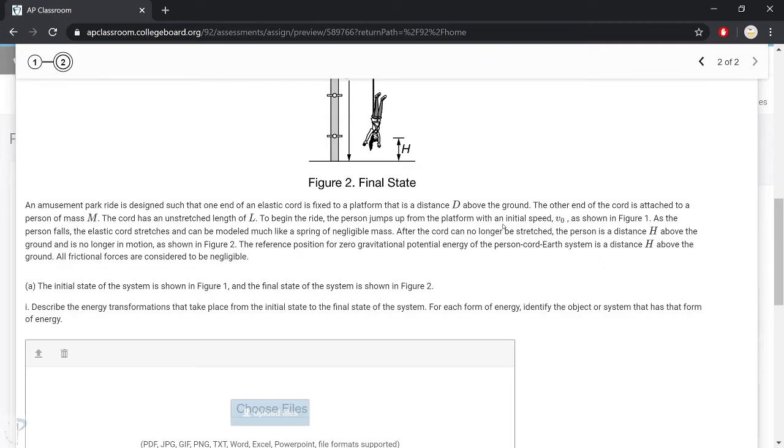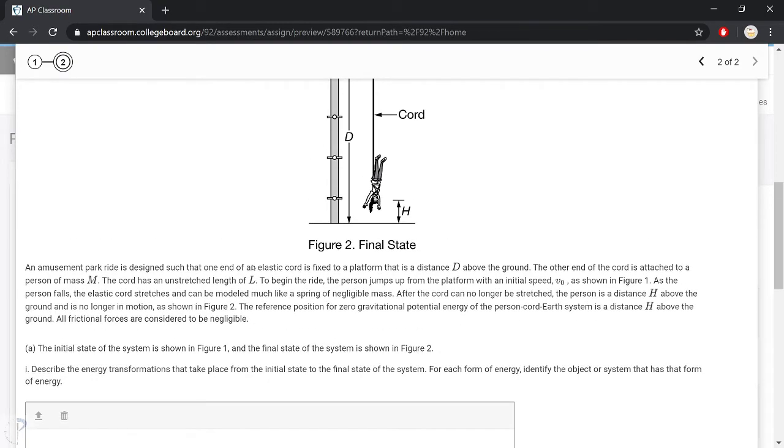As the person falls, the elastic cord stretches and can be modeled much like a spring of negligible mass. After the cord can no longer be stretched, the person is a distance h above the ground and is no longer in motion, shown in figure 2. The reference position for zero gravitational potential energy of the person, cord, earth system is a distance h above the ground. So they're telling you that the lowest point of this drop is now h0.